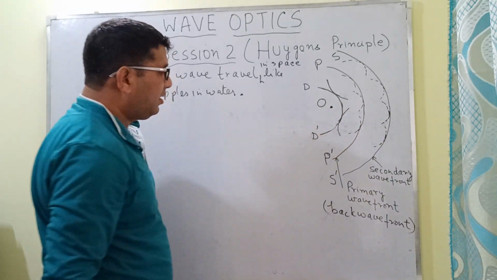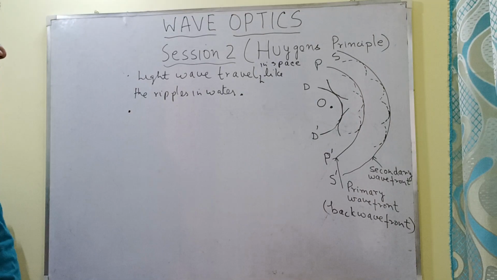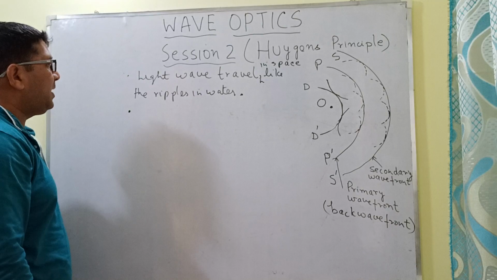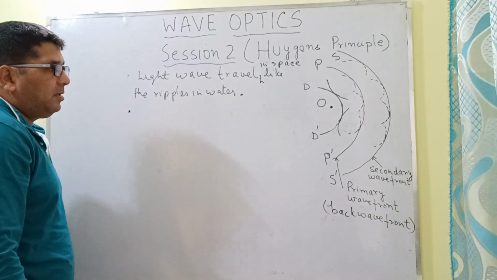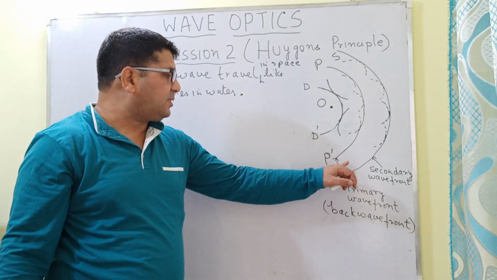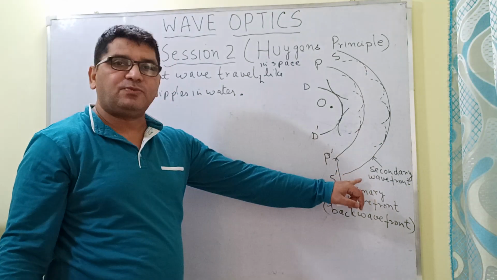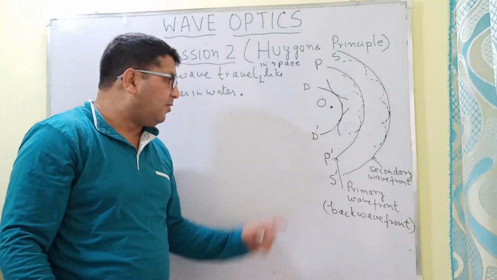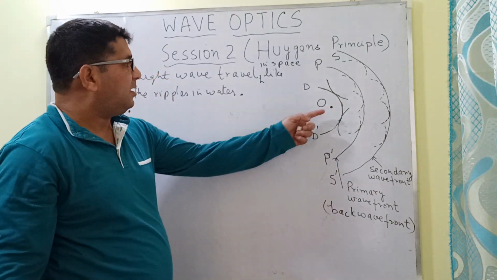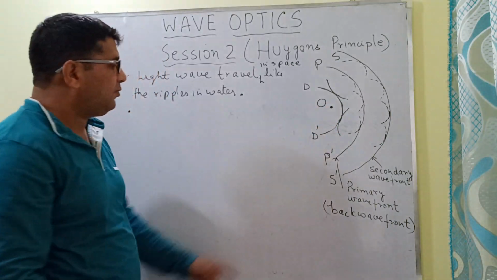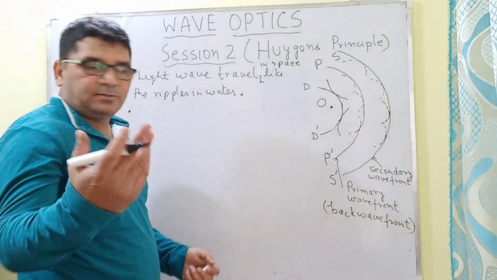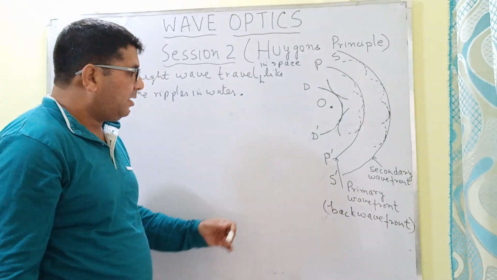So in short, Huygens principle said that light wave travels in the space like the ripples of the water due to the propagation of the secondary wavefronts. The secondary wavefronts are generated from the primary wavefronts. These wavefronts are spherical in shape, but when the distance of these wavefronts from the source is large, then these wavefronts are considered as plane waves.